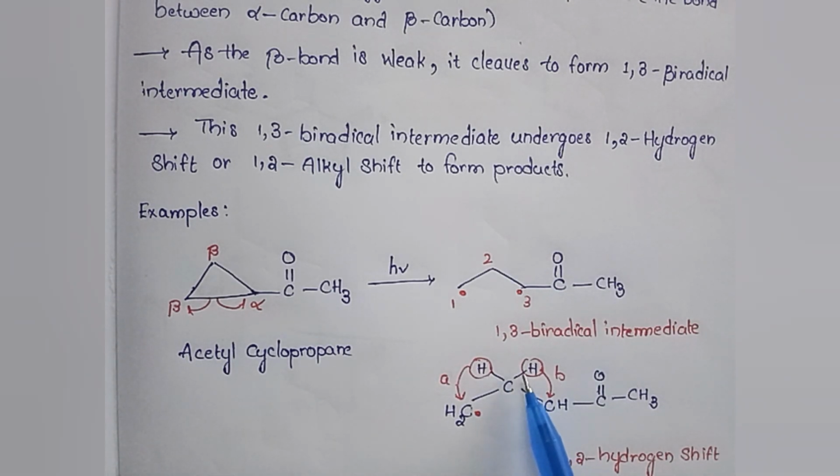Now, in the secondary process, this hydrogen may shift to this carbon atom, that is a 1,2 hydrogen shift, or this hydrogen atom may shift to this carbon radical. This is also a 1,2 hydrogen shift. So this is A route and this is B route. Let us consider A route.